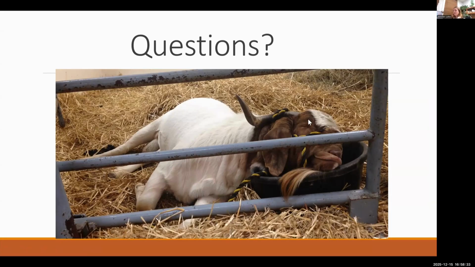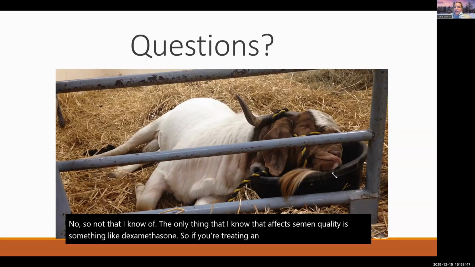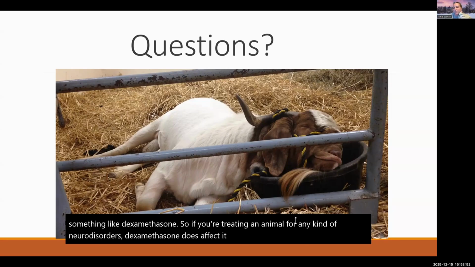So one of the big ones that I saw, are there any dewormers that may affect semen quality? No, not that I know of. The only thing that I know that affects semen quality is something like dexamethasone. So if you're treating an animal for any kind of neuro disorders, dexamethasone does affect it. But as far as I know, there are no dewormers that affect it.